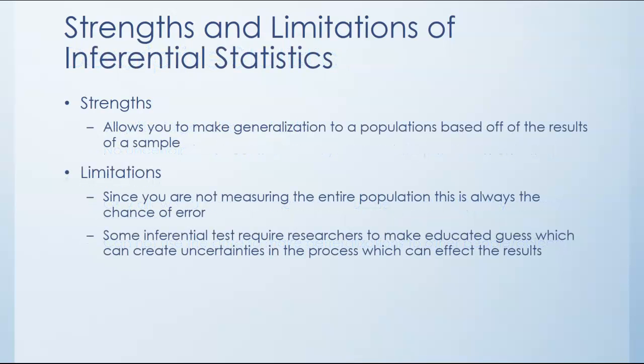So the strengths and limitations for inferential statistics: the biggest strength is that we can generalize that information back to our population from our sample. Limitation: since you're not measuring the entire population, there's always a chance of error, and we'll talk more about the different types of error again later on in the semester. And some inferential tests require researchers to make educated guesses on the uncertainty in the process, which can affect the results. So basically it's a fancy way of saying there can be more errors, and the errors can be based off of the researcher, not necessarily the subject matter that you're studying.